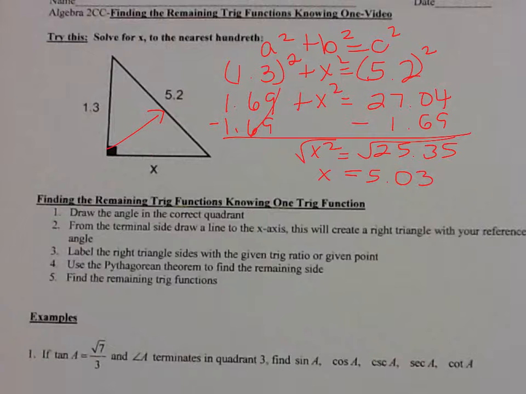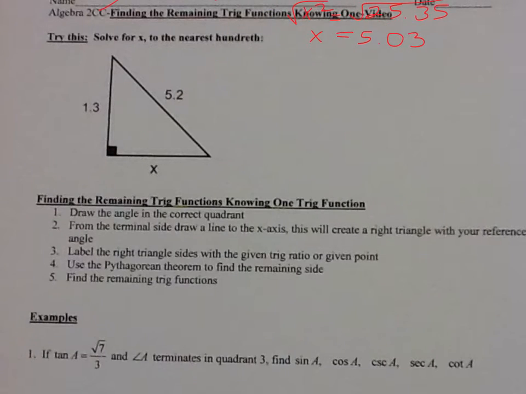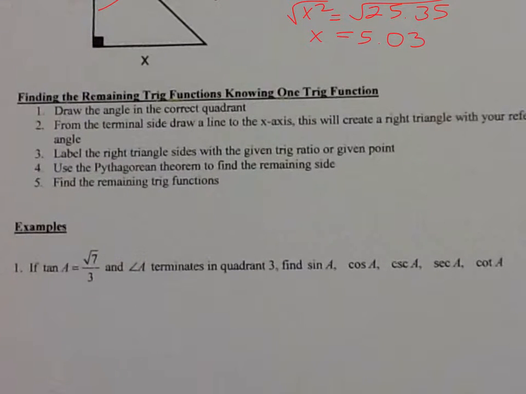Okay, so now let's see what we have to do when we have one trig function and we want to find the remaining five trig functions. All right, so look at the steps here. First you are going to draw your angle in the correct quadrant. From the terminal side, you're going to draw a line to the x-axis. This will create a right triangle with your reference angle. You're going to label the right triangle sides with the given trig ratio or the given point. Then you're going to use the Pythagorean theorem, just like we did in the try this, to find the remaining side. Then you can find all your missing trig functions.